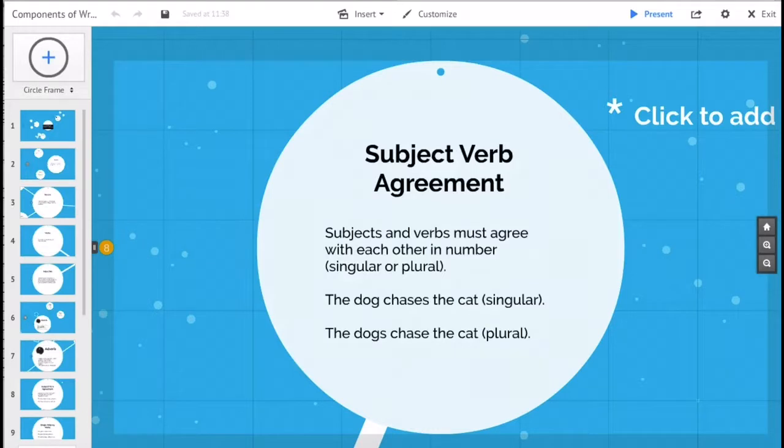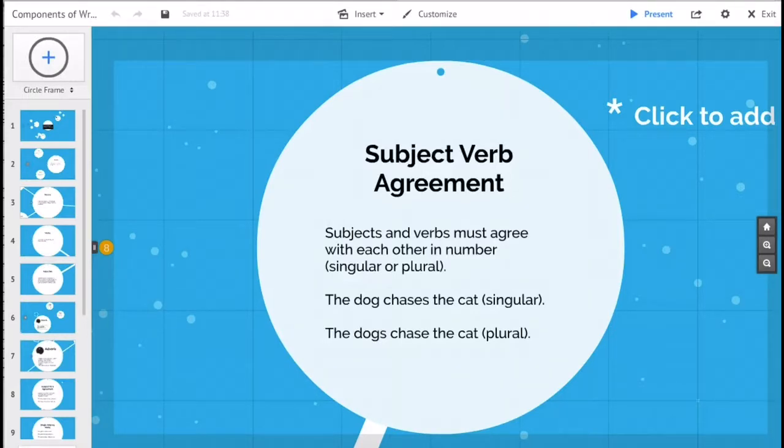Okay, subject-verb agreement. Subjects and verbs must agree with one another in number, meaning they both need to be either singular or plural. If a subject is singular, its verb must also be singular. If a subject is plural, its verb must also be plural. In the present tense, nouns and verbs form plurals in opposite ways. This is important to know. Nouns add an S to the singular form, while verbs remove the S from the singular form. So let's look at a couple of examples of that exact situation.